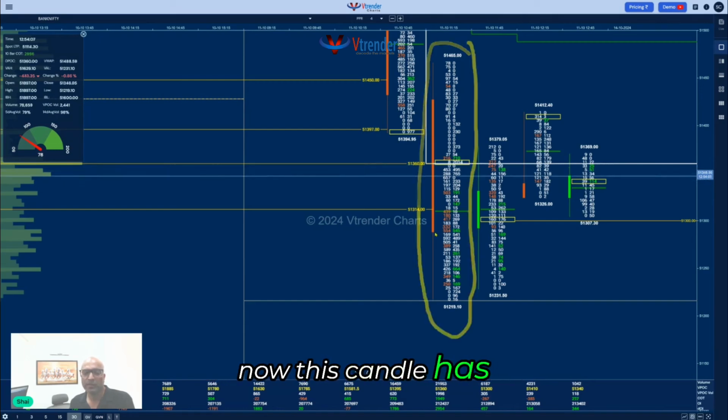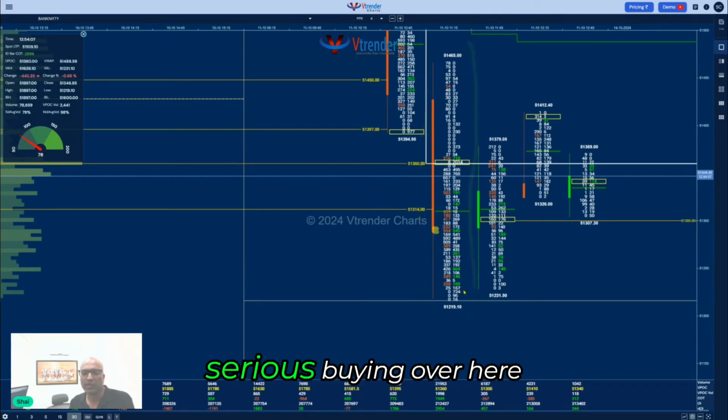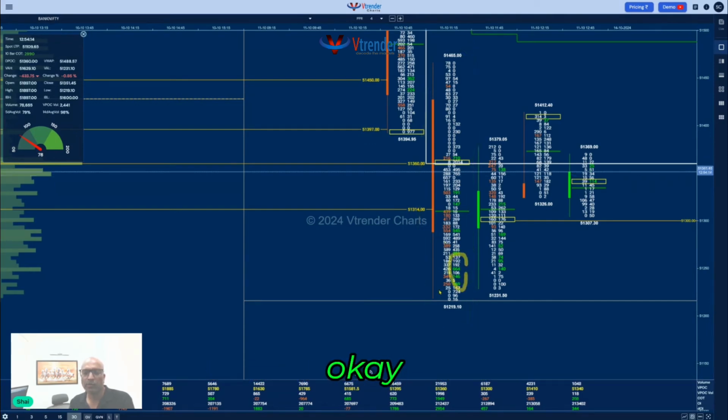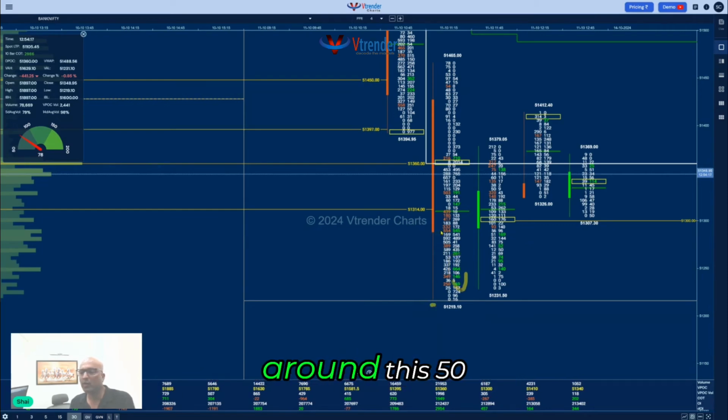Now, this candle has closed over here at 11:15. Why did it close over here? Because it met a little bit of serious buying over here, and that took it from the lows of 51,219 and placed it right here, around this 51,275, 280 mark, right?